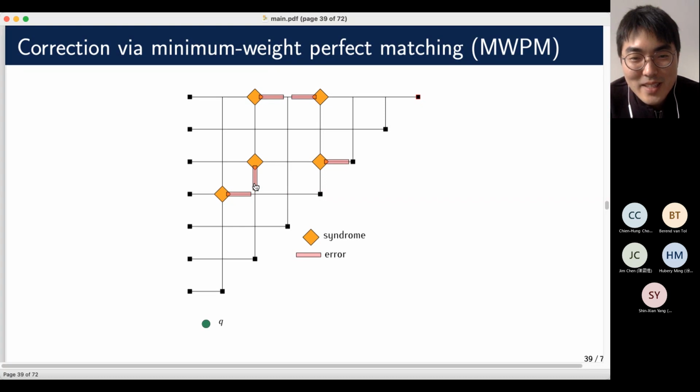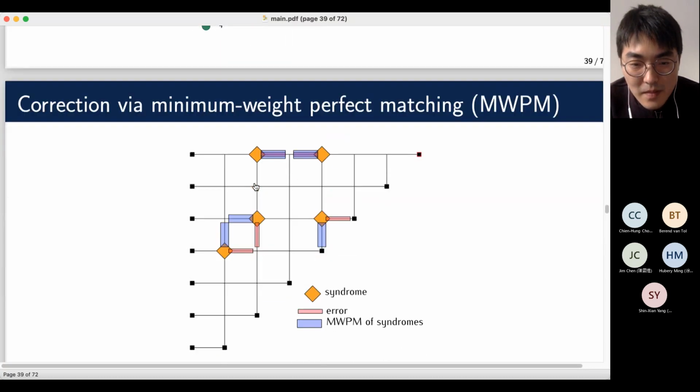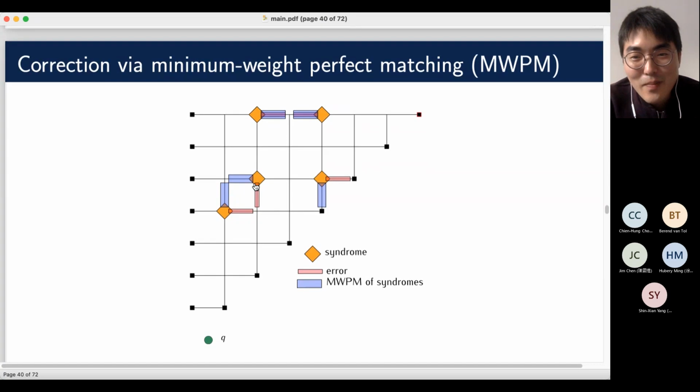And what we do is finding minimum weight perfect matching. And those matchings are represented in blue rectangles. In this case, we corrected the error correctly because there is no logical error.